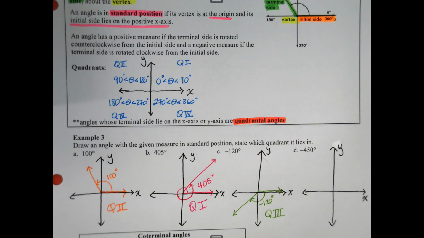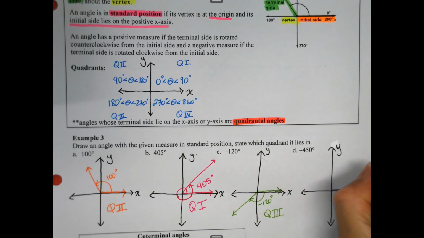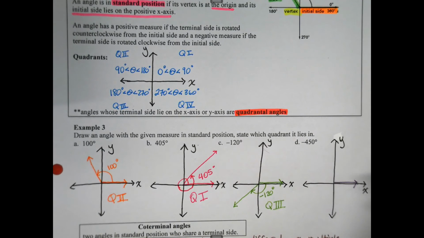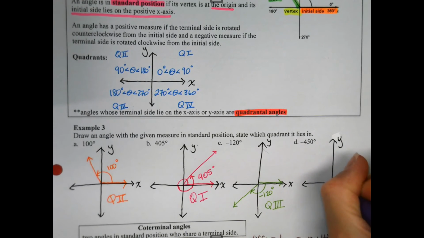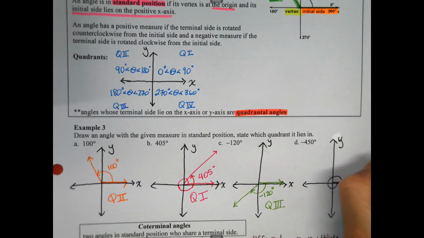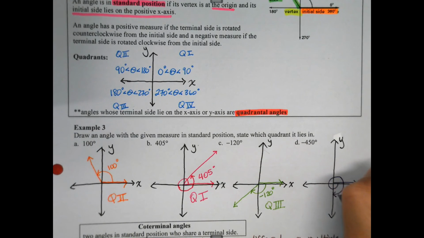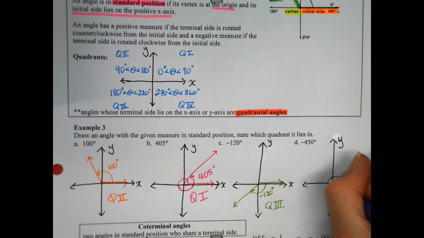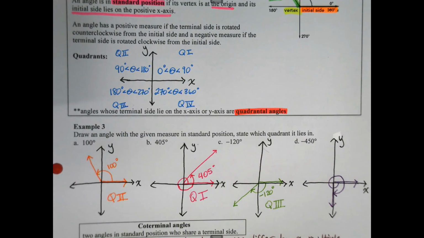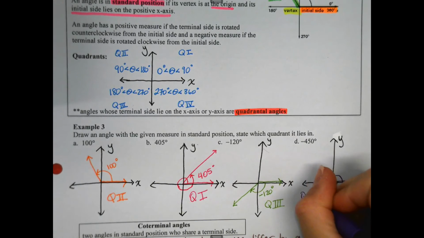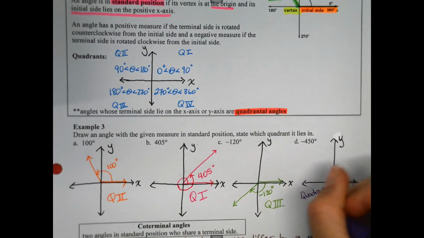The last one here, negative 450 degrees. This angle starts on the positive x-axis, and it rotates in a clockwise direction. It's going to go one full rotation, that's negative 360 degrees. And then it goes another 90 degrees, since 360 plus 90 gives us 450. Therefore, it ends here on the negative y-axis. It doesn't end in a quadrant. Therefore, we would say that this is a quadrantal angle.